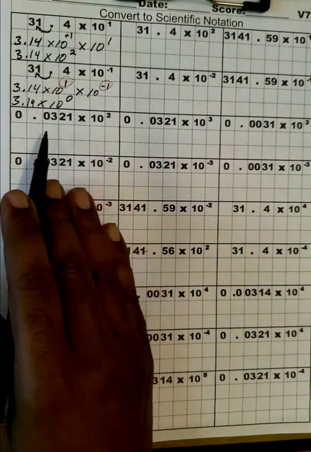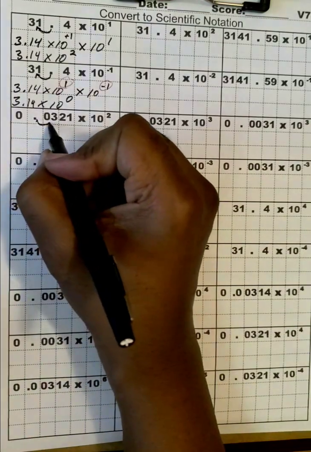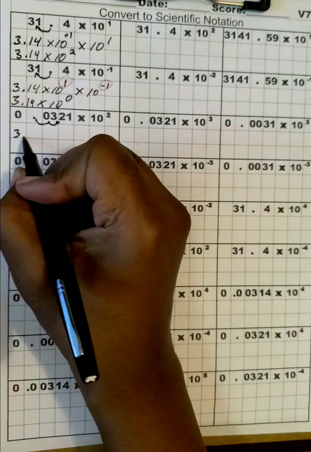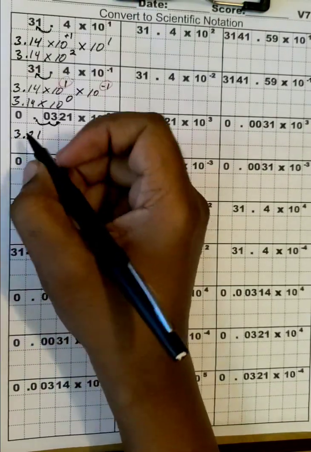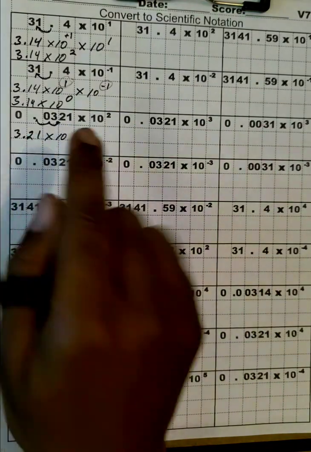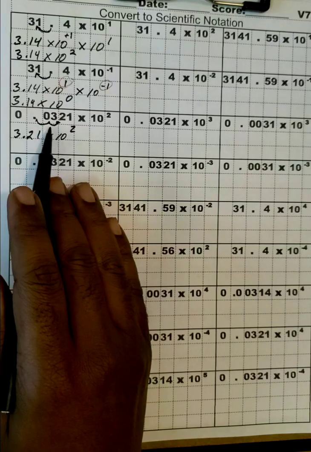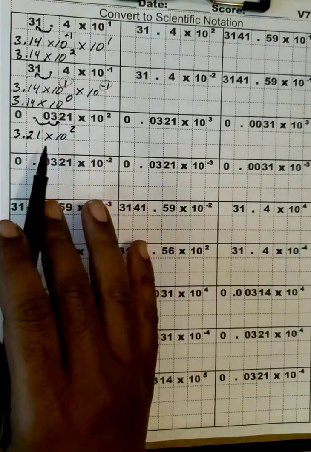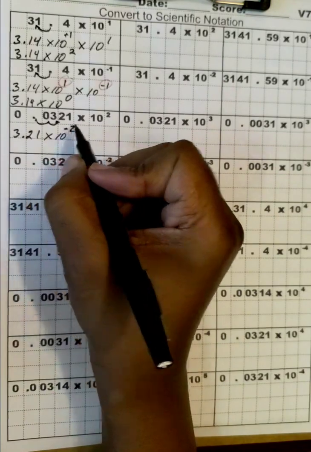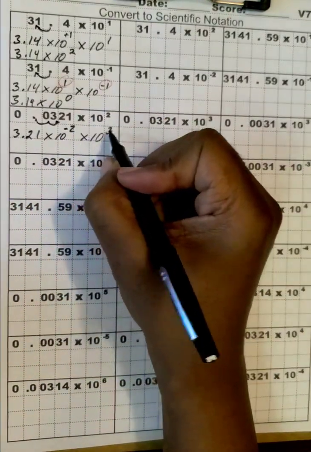Okay, next, we want the decimal between the 3 and the 2. So let's move here and then there. There we go. So now it's going to be a 3.21. And then times 10. 2 moves, so we need a second power here. Now the original number, 0.0321, that's a small number. It's smaller than 1. So we'll represent that by a negative exponent, so negative 2. And we'll bring down the times 10 to the third power.